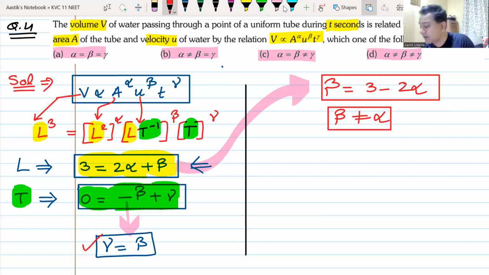Now we just have to look at that option where this thing is valid. Gamma must be equal to beta and beta must not be equal to alpha. Which option is that? In which gamma and beta are equal and alpha is different? And the answer is, which option matches this? Alpha and beta are not equal and gamma and beta are equal. The correct answer is option B, and that is your right answer.